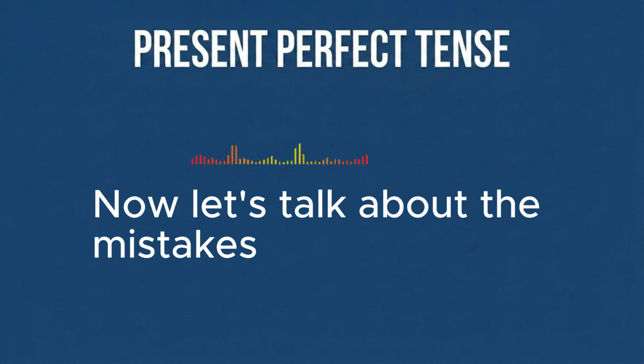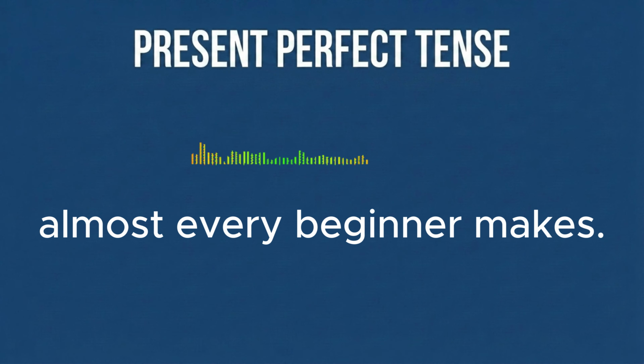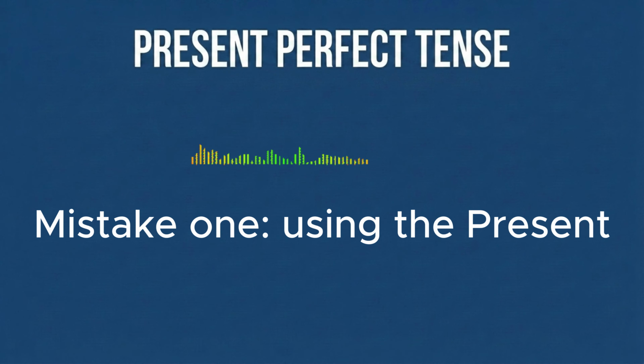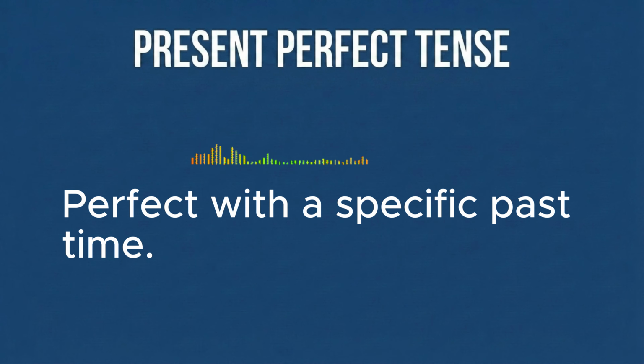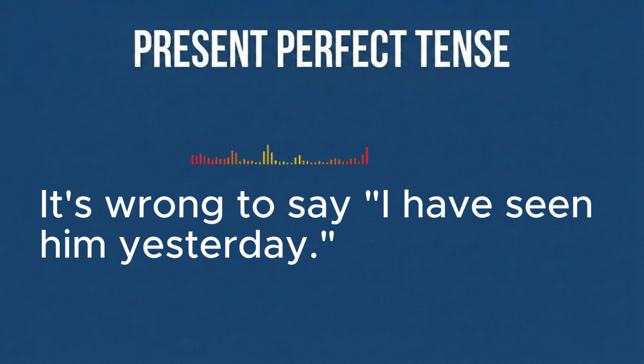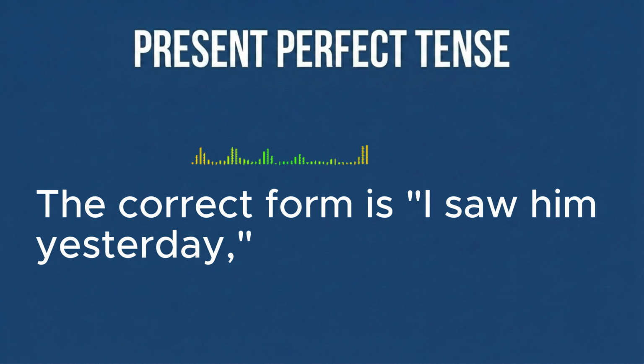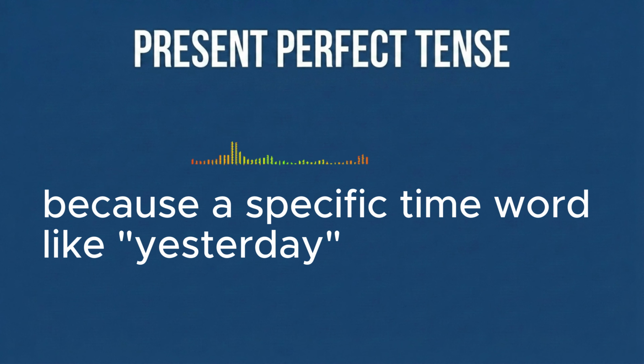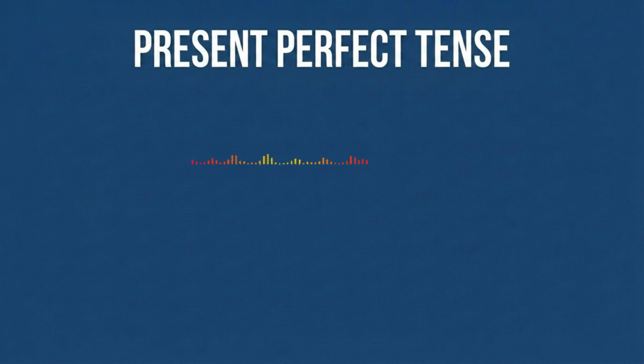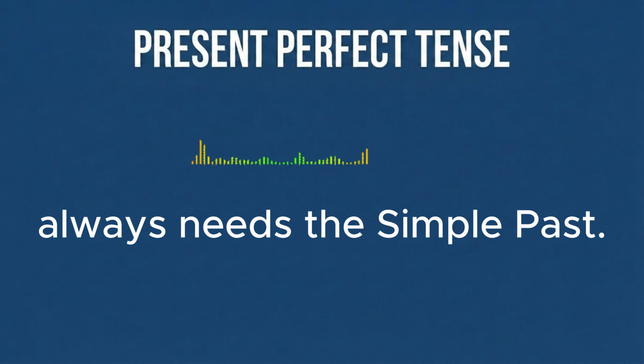Now, let's talk about the mistakes almost every beginner makes. Mistake 1. Using the present perfect with a specific past time. It's wrong to say, I have seen him yesterday. The correct form is, I saw him yesterday, because a specific time word like yesterday always needs the simple past.